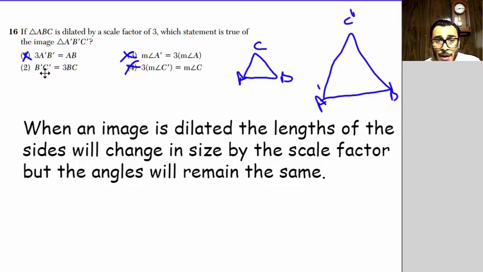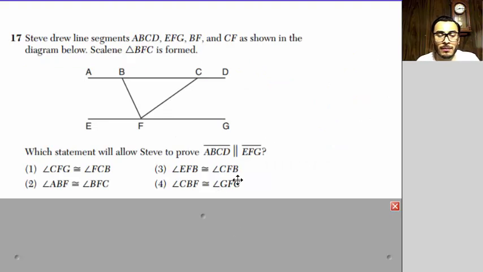That's why let's look at choice 2. Choice 2 says 1B prime C prime, so one of these guys is equal to 3 BCs. Yeah, it takes 3 of these little guys to make one of these. So this is true. Right? It takes 3 little BCs to make one big B prime C prime.